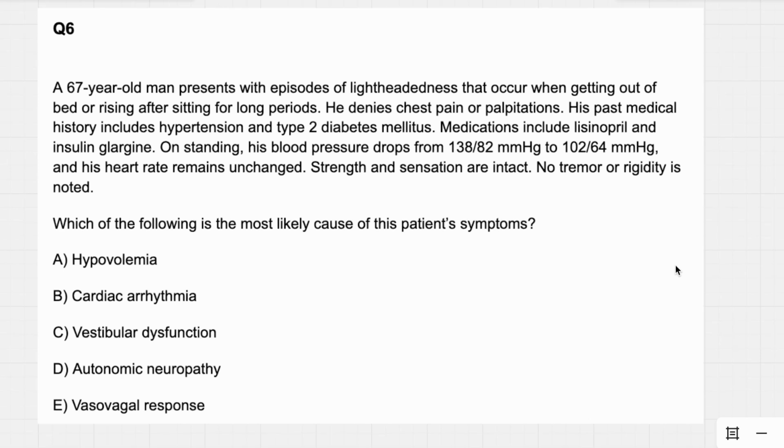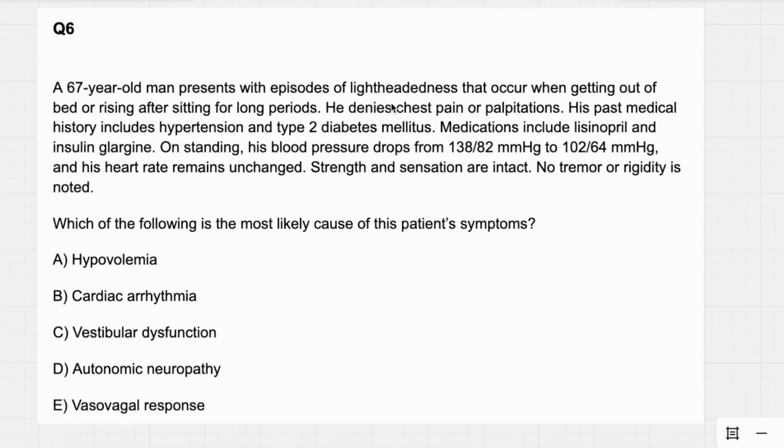Question 6. Which of the following is the most likely cause of this patient's symptoms? Again, unhelpful in this case, but that's okay. Let's take a look at the answer choices. Hypovolemia, cardiac arrhythmia, vestibular dysfunction, autonomic neuropathy, vasovagal response. Okay, probably a cardio question, if I already guessed. So let's go ahead and read through the stem here.